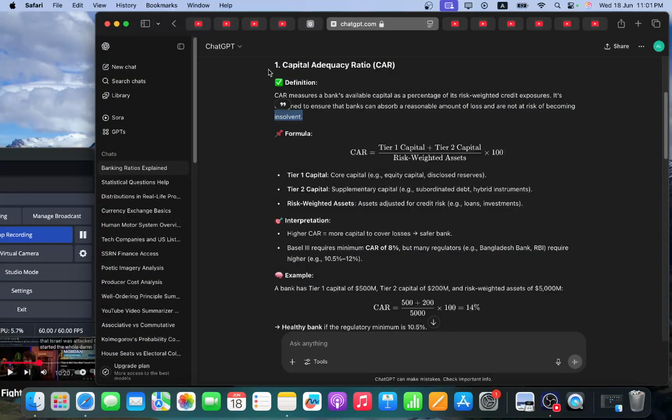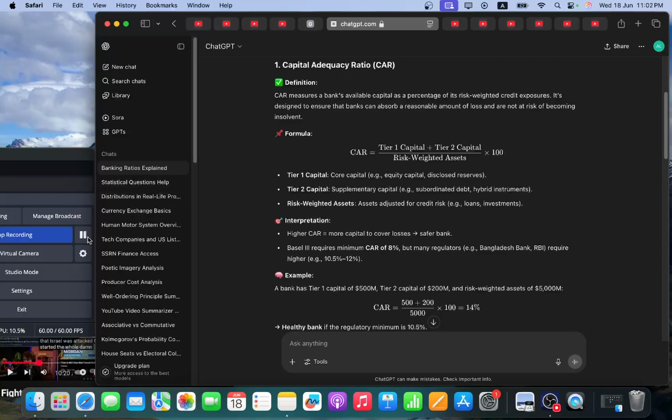Capital adequacy ratio, CAR. CAR measures a bank's available capital as a percentage of its risk weighted credit exposure. It's designed to ensure that banks can absorb a reasonable amount of loss and are not at risk of becoming insolvent.